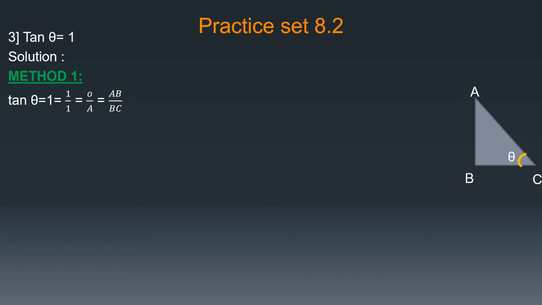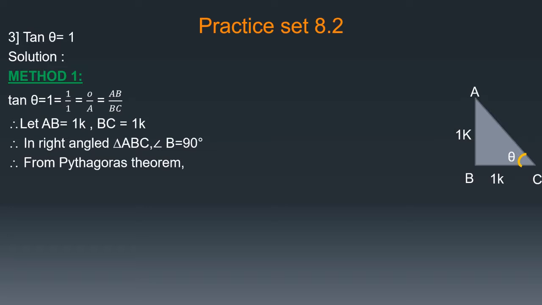So tan theta is given in the question, that is 1. So 1 can also be written as 1 upon 1. Now the ratio of tan theta is opposite upon adjacent, which is AB upon BC here. Let us consider AB is equal to 1K and BC is equal to 1K. So it is a right angle triangle, so angle B is 90 degree here. So by using Pythagoras theorem, we can find out the remaining third side, that is the hypotenuse of this triangle.